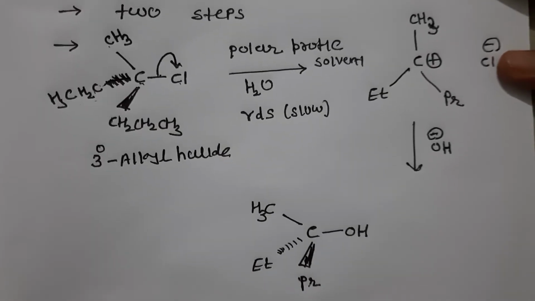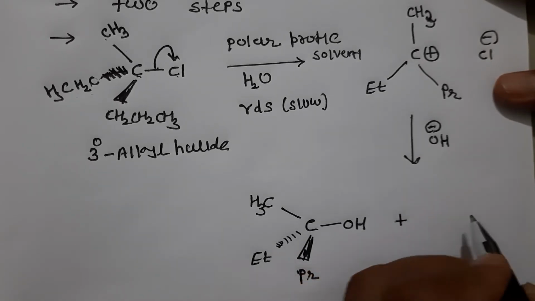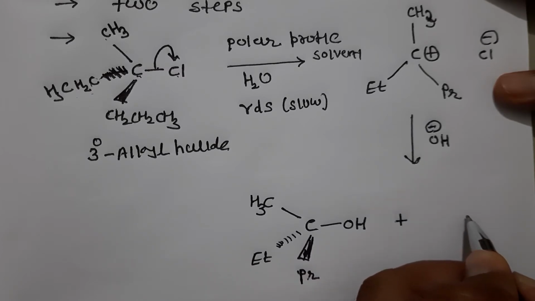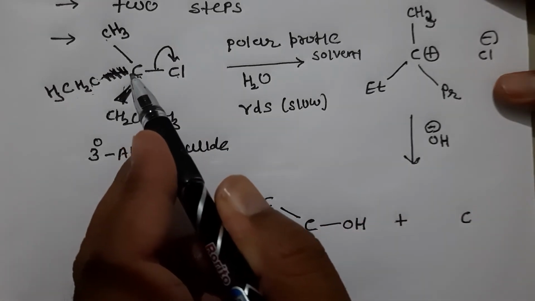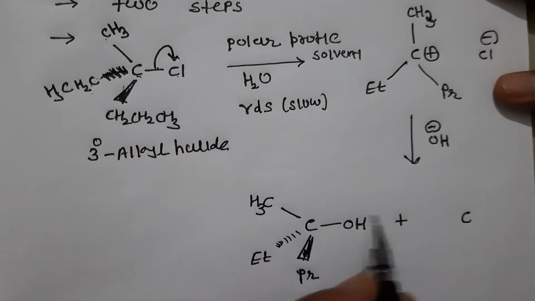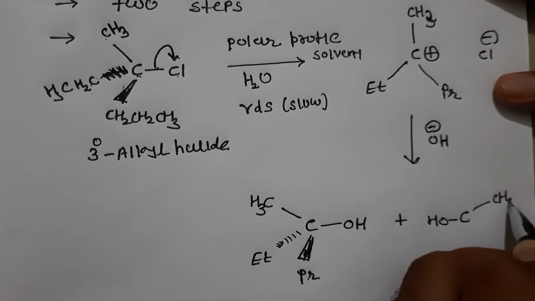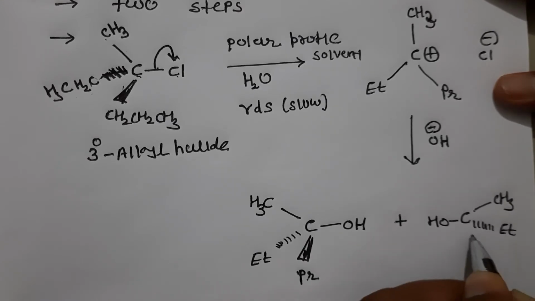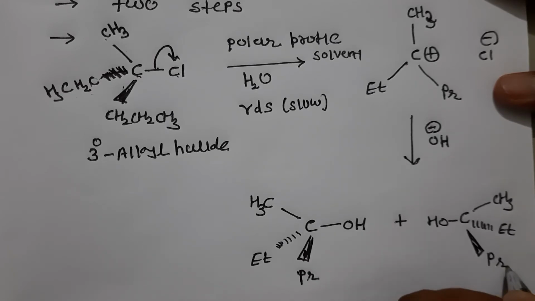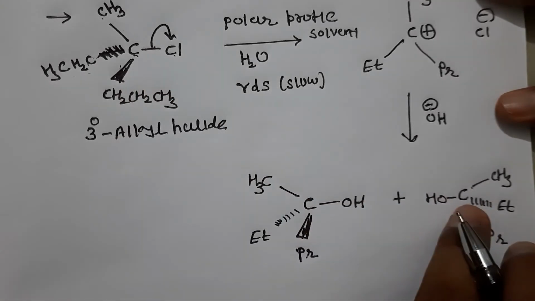Now in the second possibility there is an attack on the back side of the carbocation. In the back side attack, the nucleophile attacks from the side opposite to the alkyl halide. So here we get OH, and the remaining configuration stays the same, CH3. This is the ethyl group, and this is the propyl group. Here totally inversion occurs.